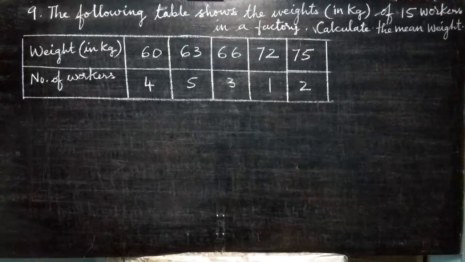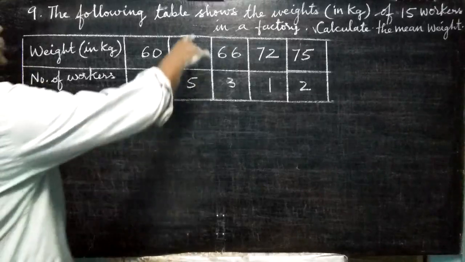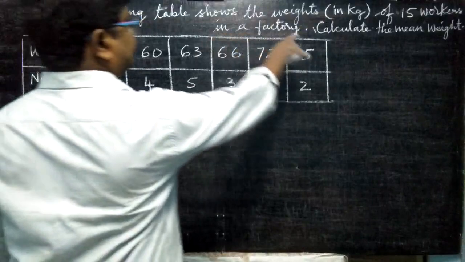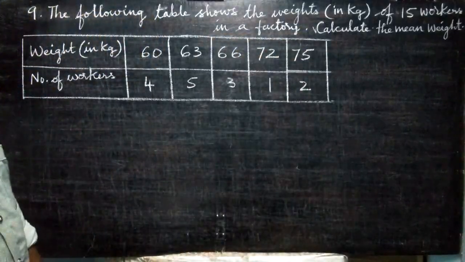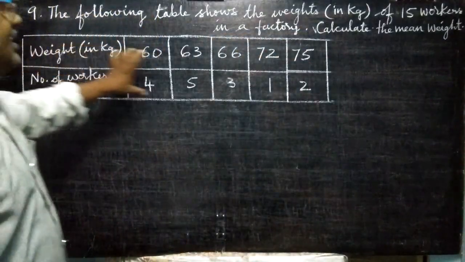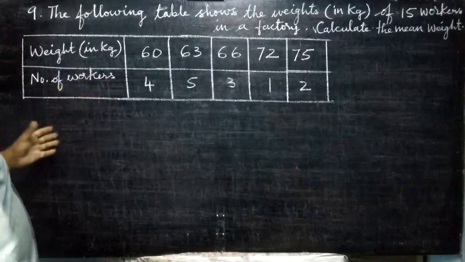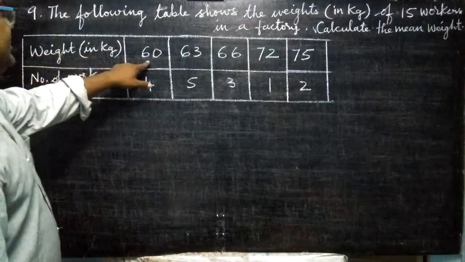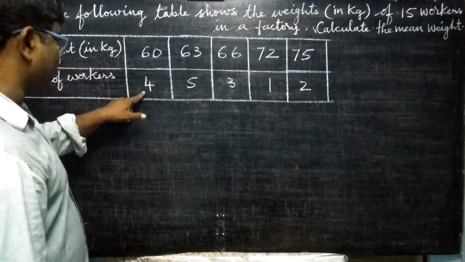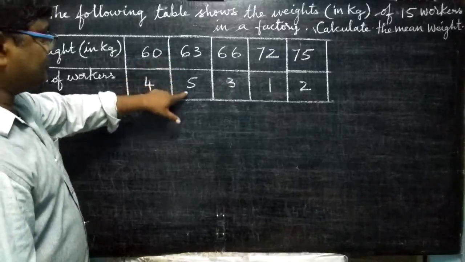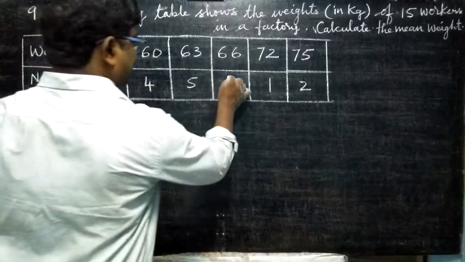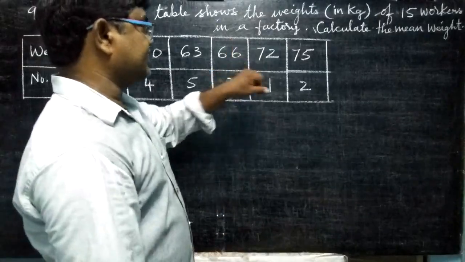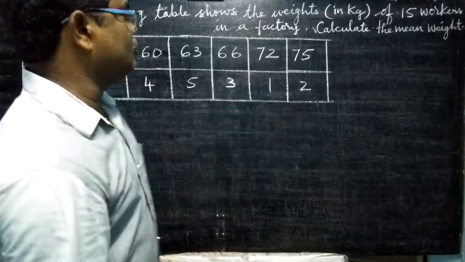Ninth problem. The following table shows the weights in kg of 15 workers in a factory. Calculate the mean weight. The table is given in horizontal way. We have to write in vertical. Weight they have given in kgs. 60 kgs, how many are there? Workers, 4 are there. 63 kgs, 5 are there. And 66 kgs, 3 workers are there. And 72 kgs, 1 worker is there. 75 kgs, 2 workers are there.